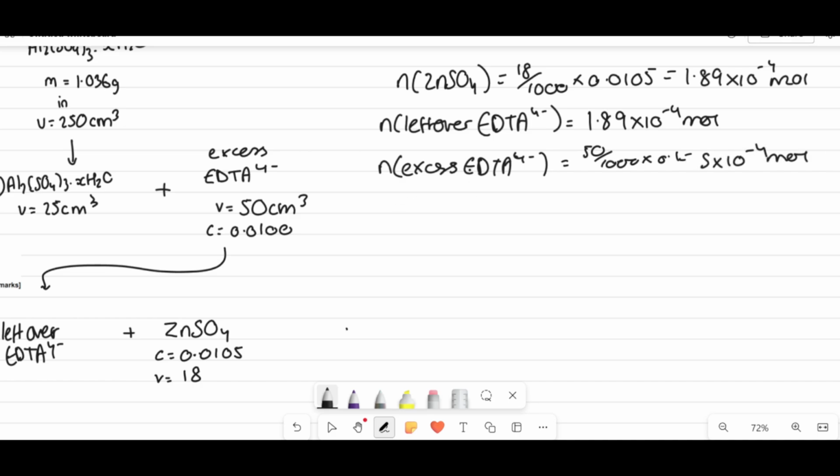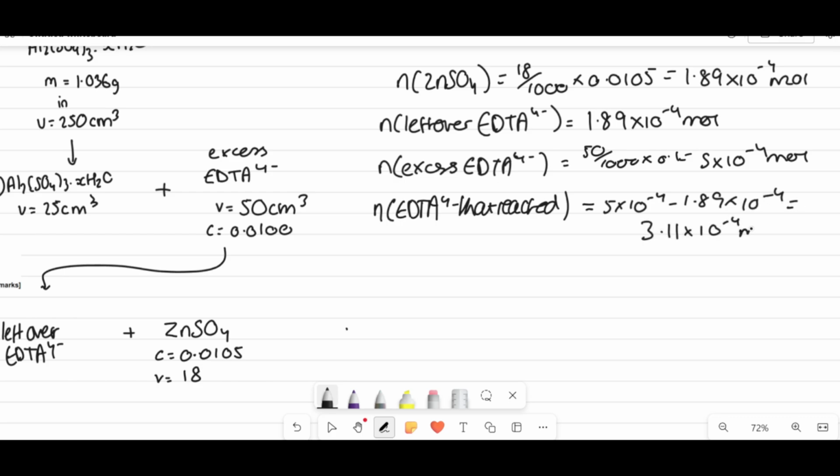So then the difference between these two must be whatever's reacted with the aluminium, whatever thingy-bob. So the EDTA4 minus that reacted, make a note of what this means so the examiner knows what you're saying and also you know what you're saying, right? It's just going to be the difference between these. So 5 times 10 to the minus 4 minus 1.89 times 10 to the minus 4, which is 3.11 times 10 to the minus 4 moles.